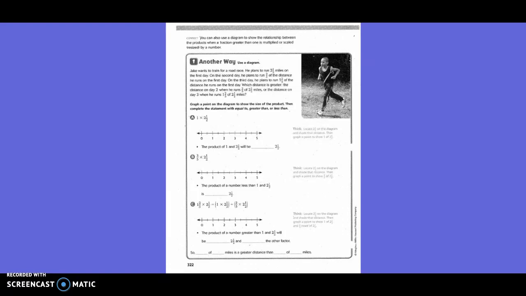So it wants us to graph the point on the diagram to show the size of the product. Then complete the statement with equal to, greater than, or less than. So first of all, they want us to locate 2.5. So we're going to put a dot on 2.5.